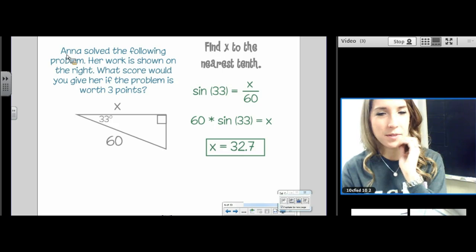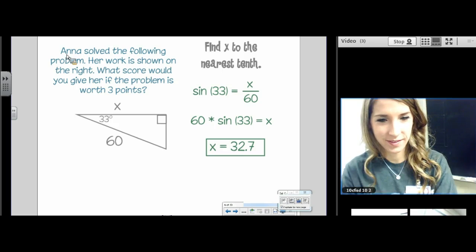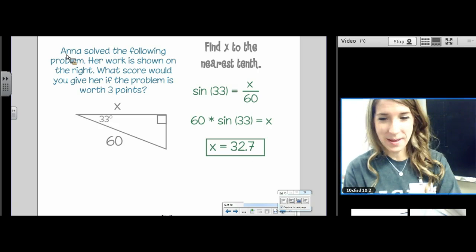Y'all are being harsh. Rishi would give her 1 point. What would you give her a point for? Where did she mess up? Which step? For almost maybe getting the equation right.